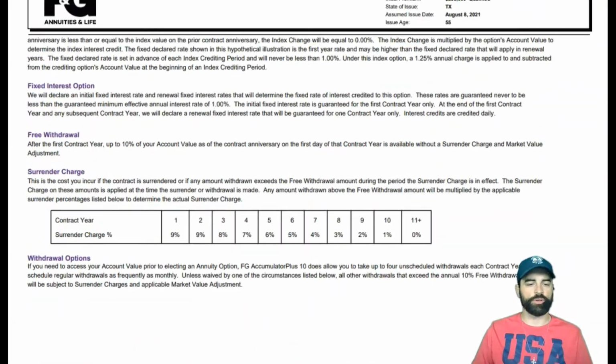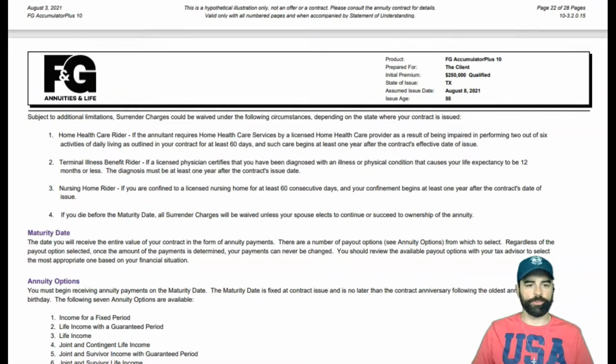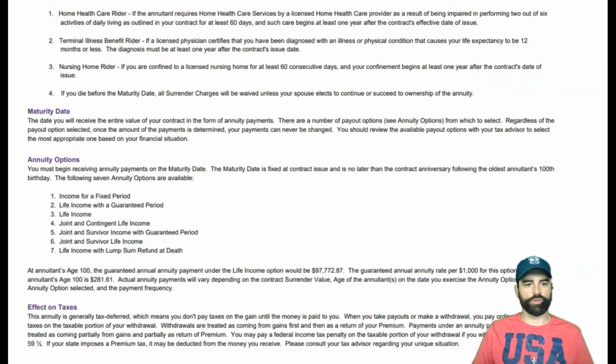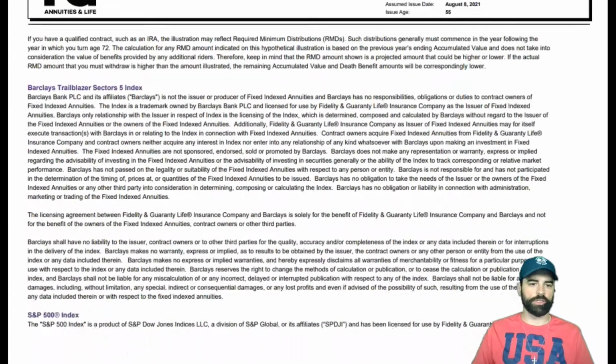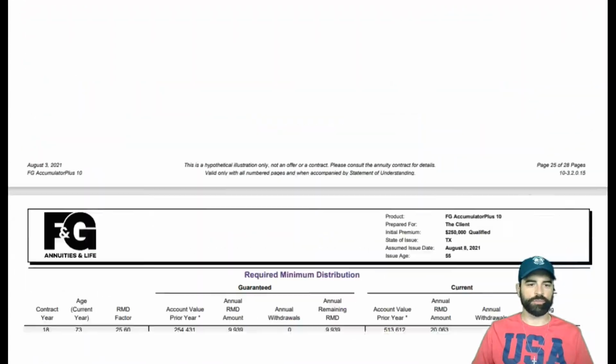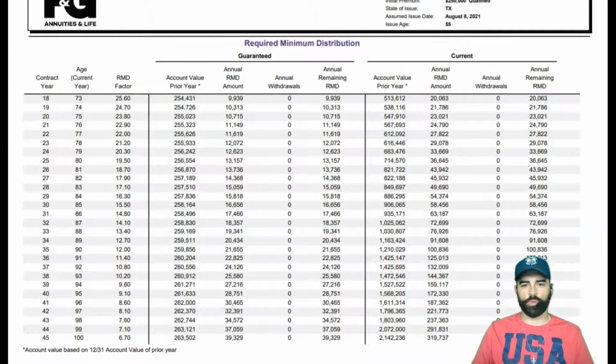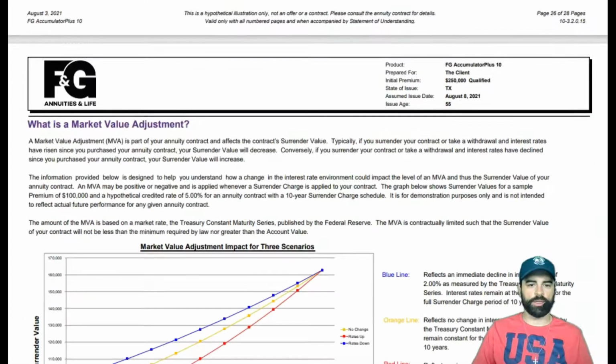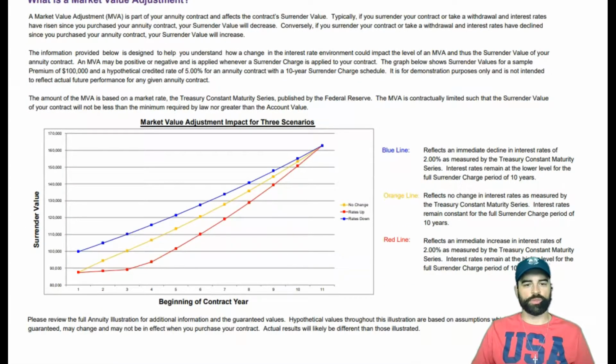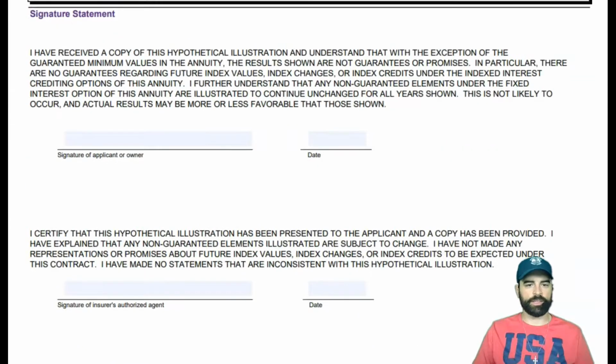We have the surrender period right there, what the free withdrawal is. We talked about that earlier. Okay, how can you do annuity options? Again, the strategies, some more about the strategies, and then required minimum distribution. If you were to need it at age 73, what would that look like? Okay, what is market value adjustment? And then it's the signature page.